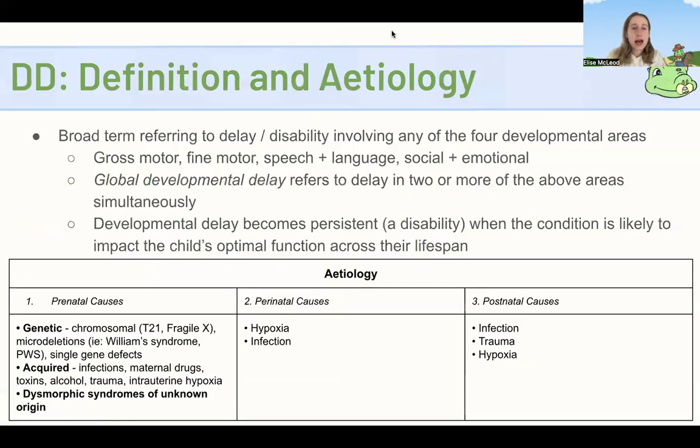So starting with a definition, it's a broad term. It refers to delay and disability involving any of the four developmental areas. So gross motor, fine motor, speech and language, or social and emotional. Whereas global developmental delay is when you have two or more of the above areas that have delay. And developmental delay becomes a disability when the condition is likely to impact the child's function across their lifespan.